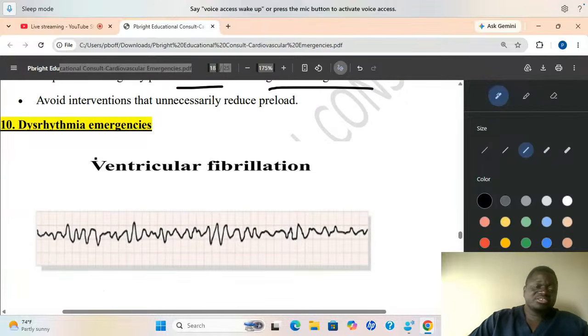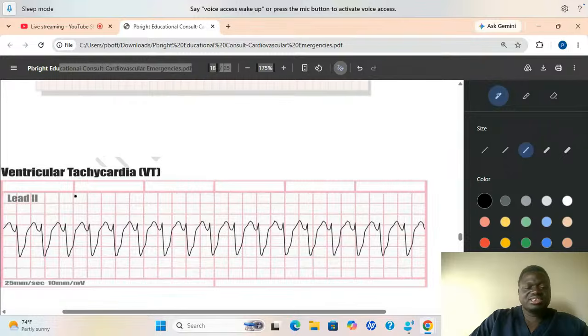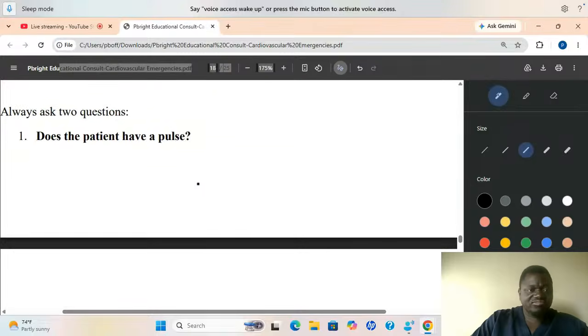Now let's go to arrhythmias or dysrhythmias. We have so many dysrhythmias, but the ones that are life-threatening, that if you are not careful can kill you within seconds, are VFib and what? VTach. The VFib and the VTach.